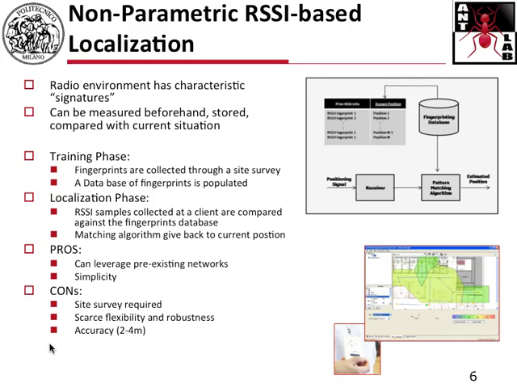Which are the disadvantages? Again, accuracy, because basically this kind of localization system has accuracy which is comparable with respect to parametric one. The reason is basically that they're using the same input data, which is received signal indicator, which is basically not that reliable, as we will see in the next slides.